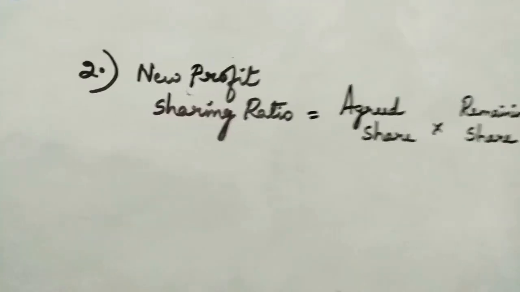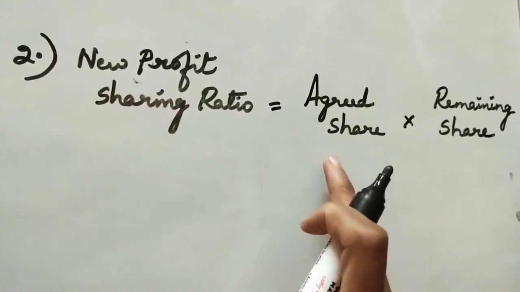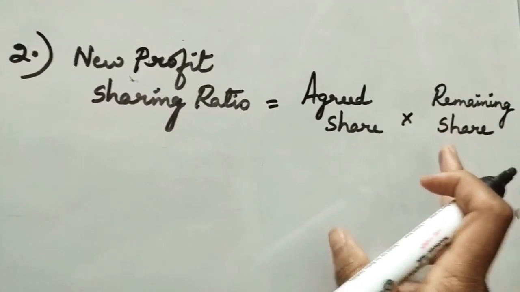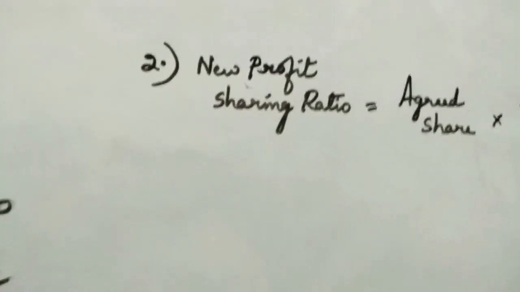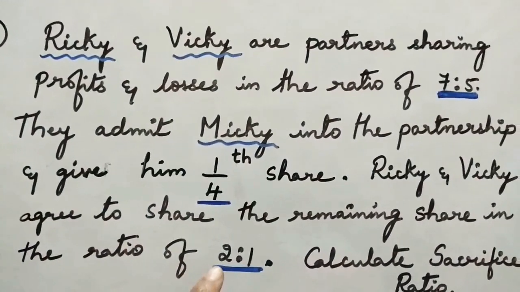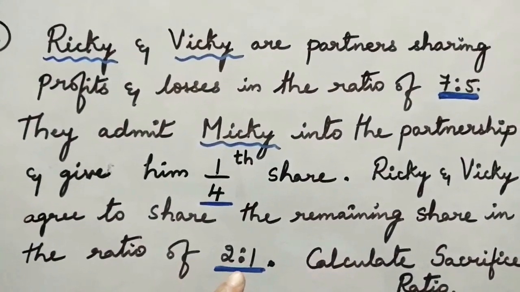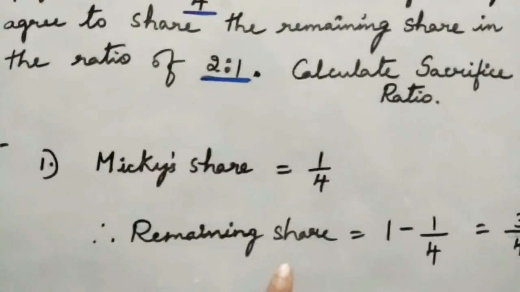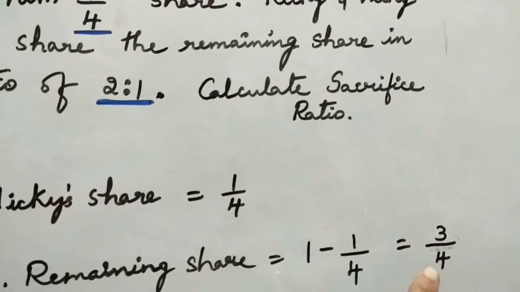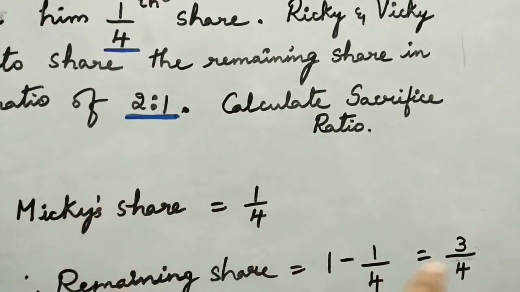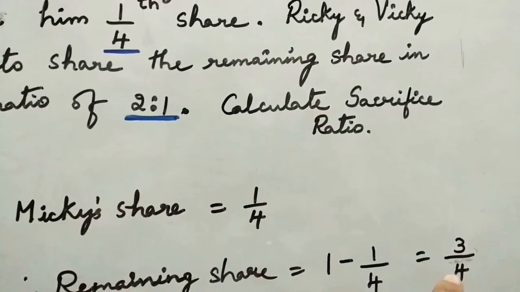Now coming for new profit sharing ratio, the formula which we are going to use is agreed share into remaining share. So we have to observe towards a question, what is the share agreed by them? That is in the form of ratio 2:1. This is the agreed share by the old partners, and the remaining share which we found is 3/4. So this you have to keep it in your mind. So agreed is 2:1 and remaining is 3/4.